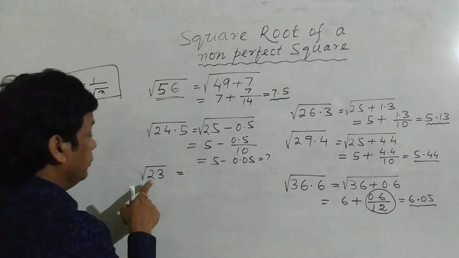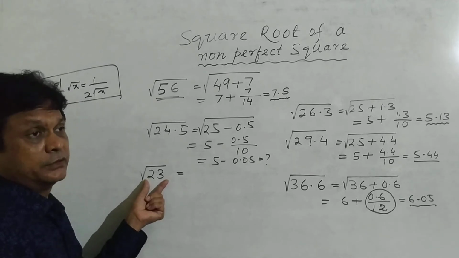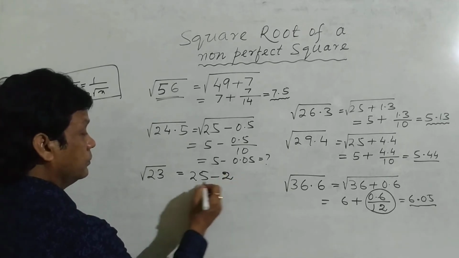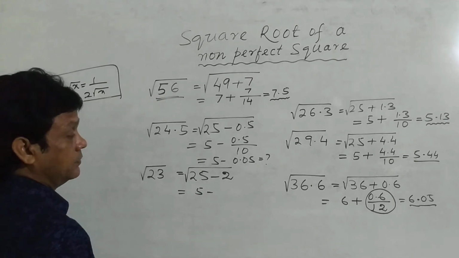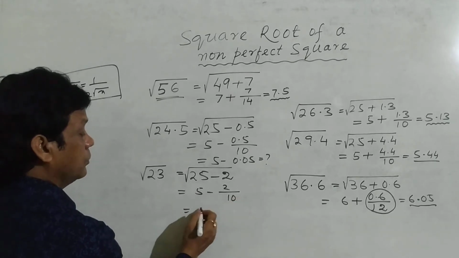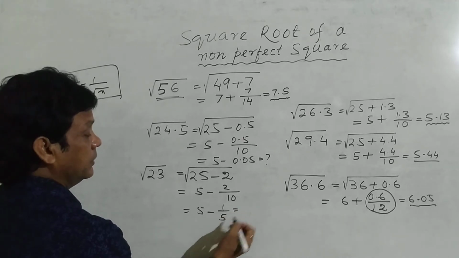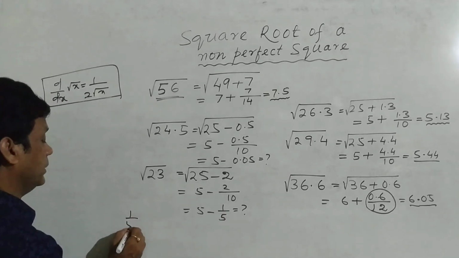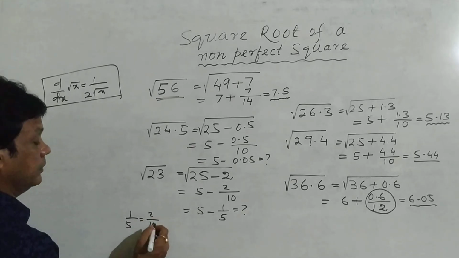Okay. Similarly, what is the square root of 23? And for 23, write a perfect square number nearer to 23. It is 25. So 25 minus 2. Okay, so it is 5 minus 2 is there. 2 divided by 5 into 2, it is 10. So 5 minus 2 by 10, it is 1 by 5. Then write the value. Okay, and now 1 by 5. How to solve 1 by 5 actually? So multiply 2 in the numerator and denominator, so that it will be 2 by 10. That means 0.2.